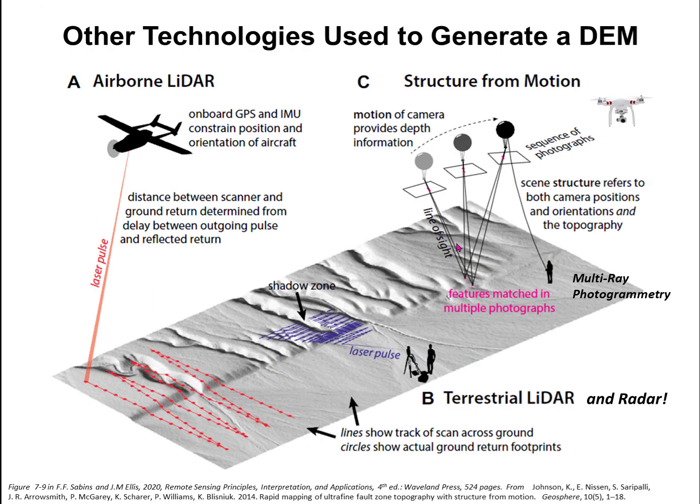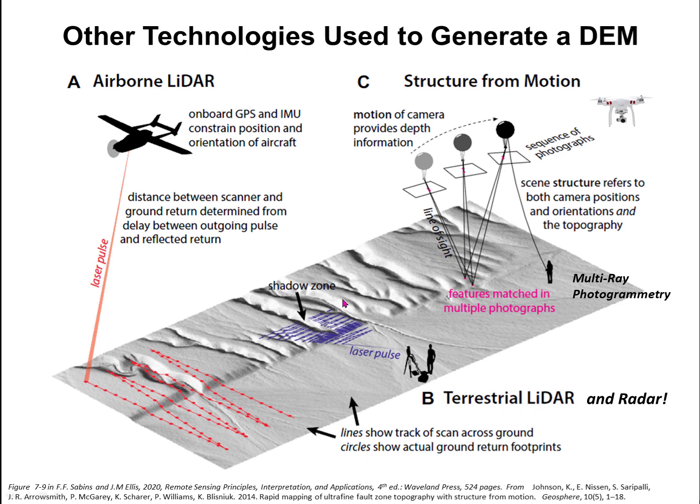There's other technologies used to generate a DEM. Very accurate, detailed DEMs are produced by terrestrial Lidar and radar. You can also take a balloon and move it around some object on the ground and use structure from motion to build a 3D model, or you can fly a drone and do the same thing, have a flight program that looks at this feature of interest from multiple angles, multiple viewpoints. It's called multi-ray photogrammetry, and you build a 3D model.